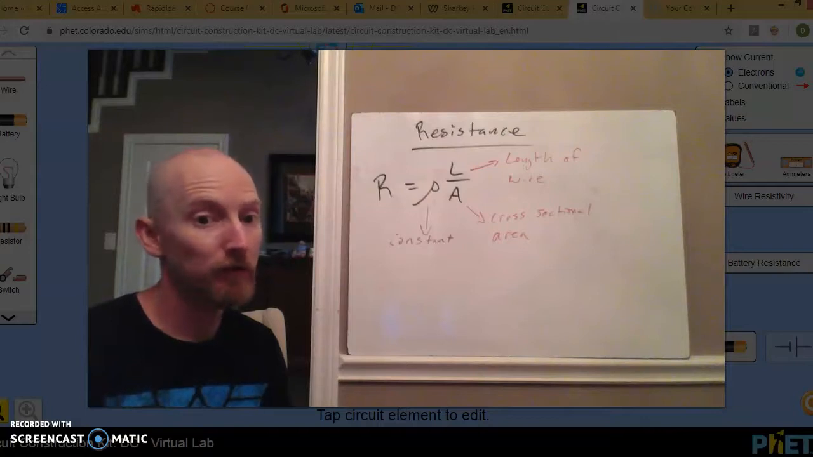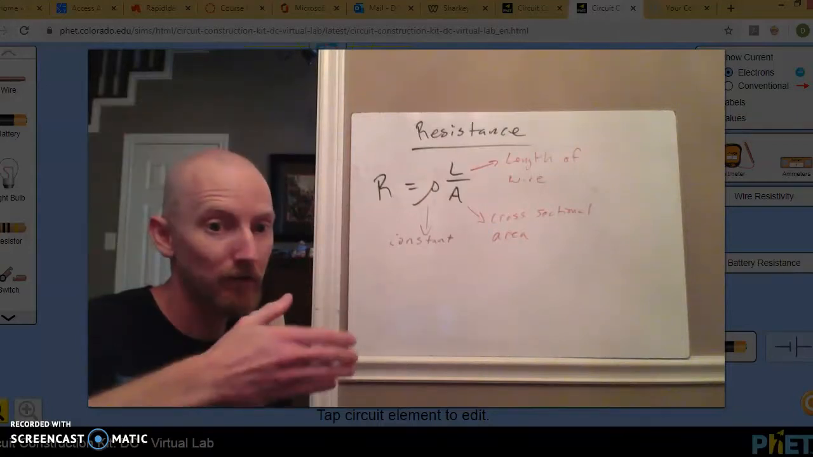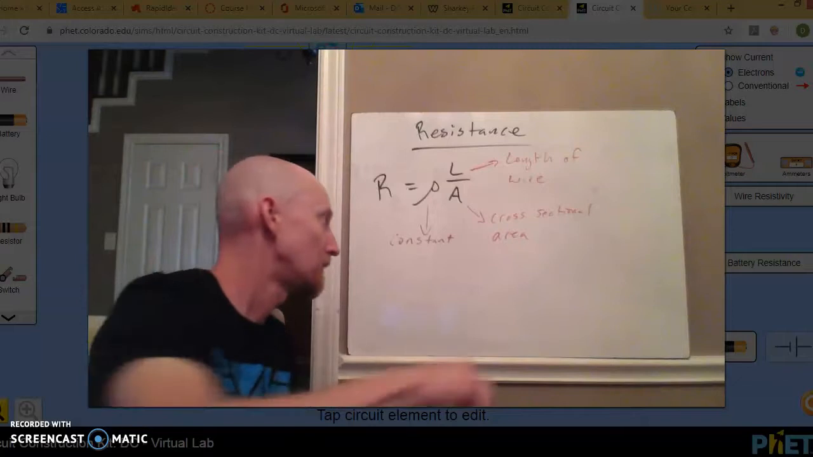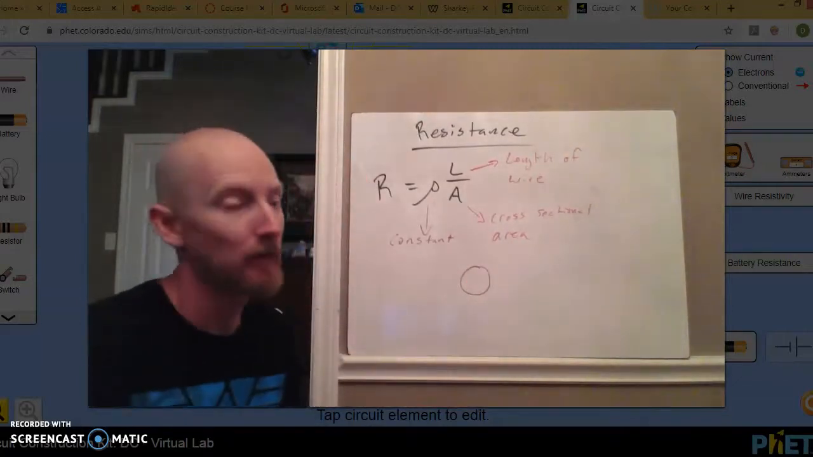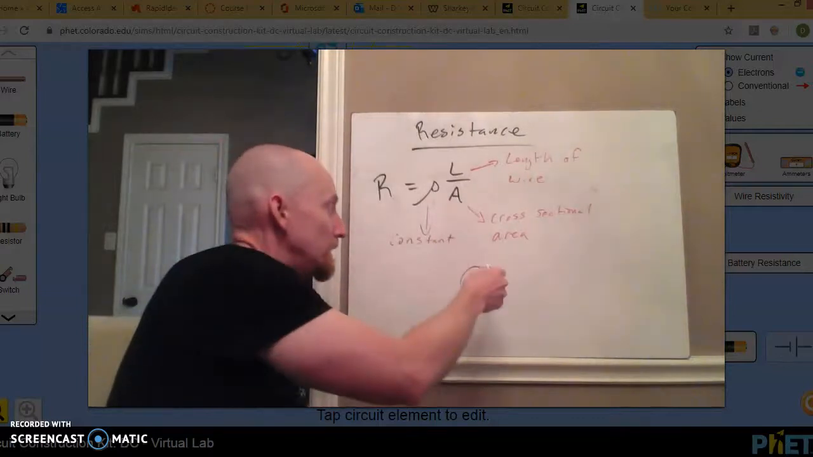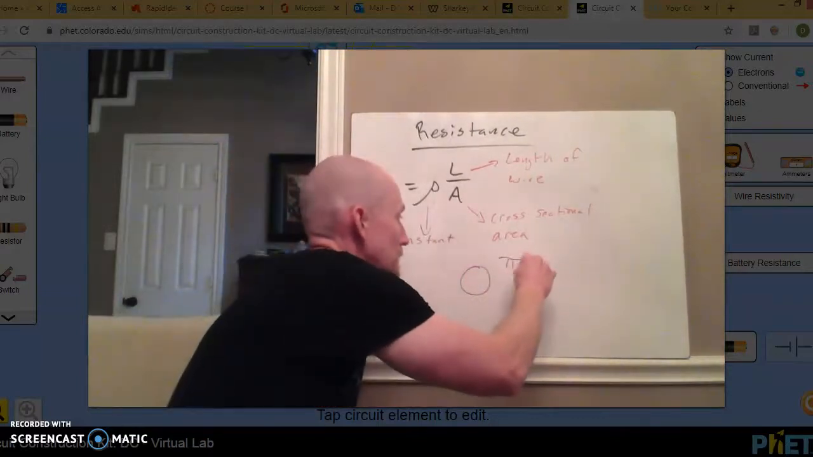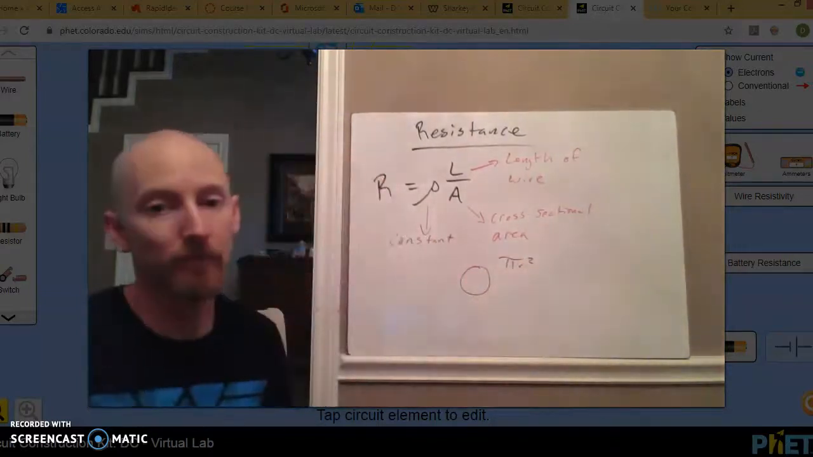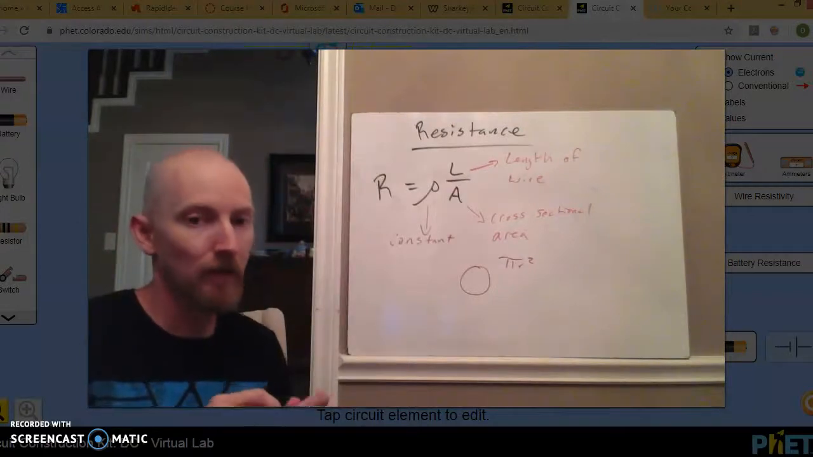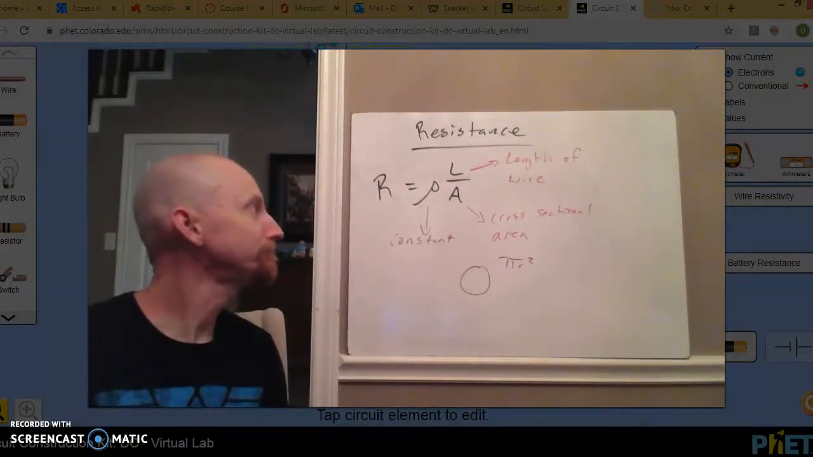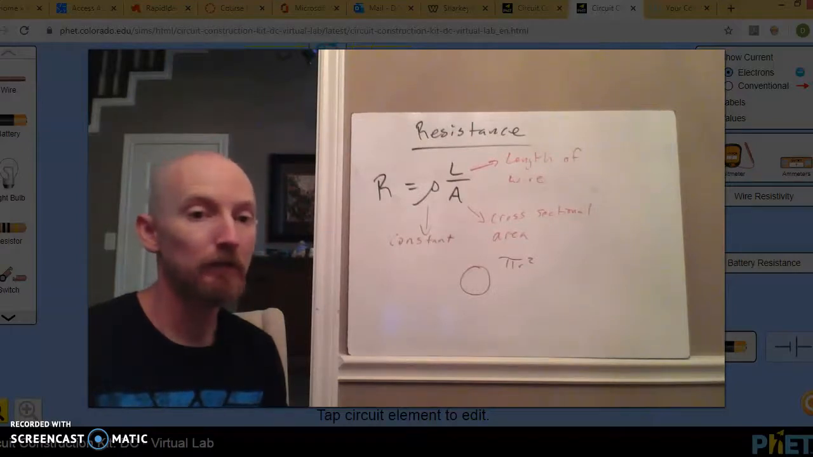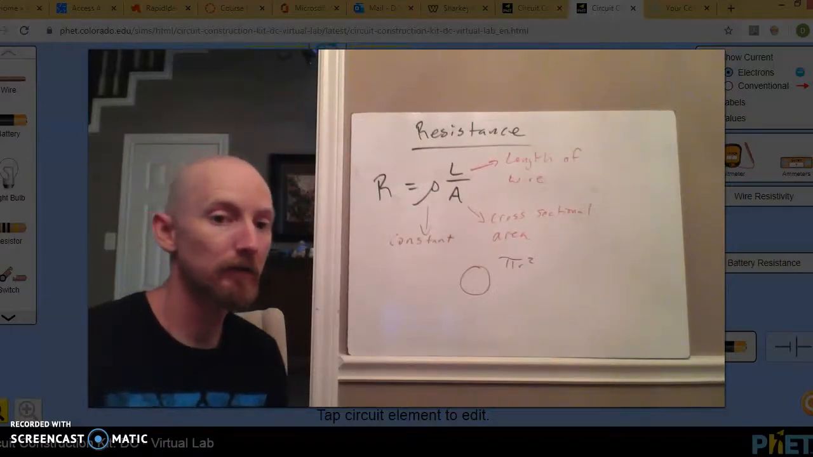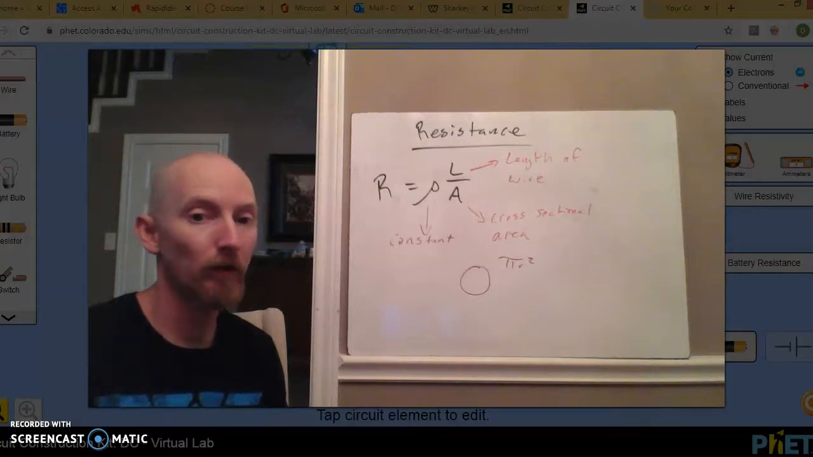Wires are usually, if you take a wire and chop it and look at it, a circle. So A down here is usually pi r squared, because it's a circle. This equation will tell you how much resistance you get when your wires are longer or shorter or bigger or smaller or whatever.